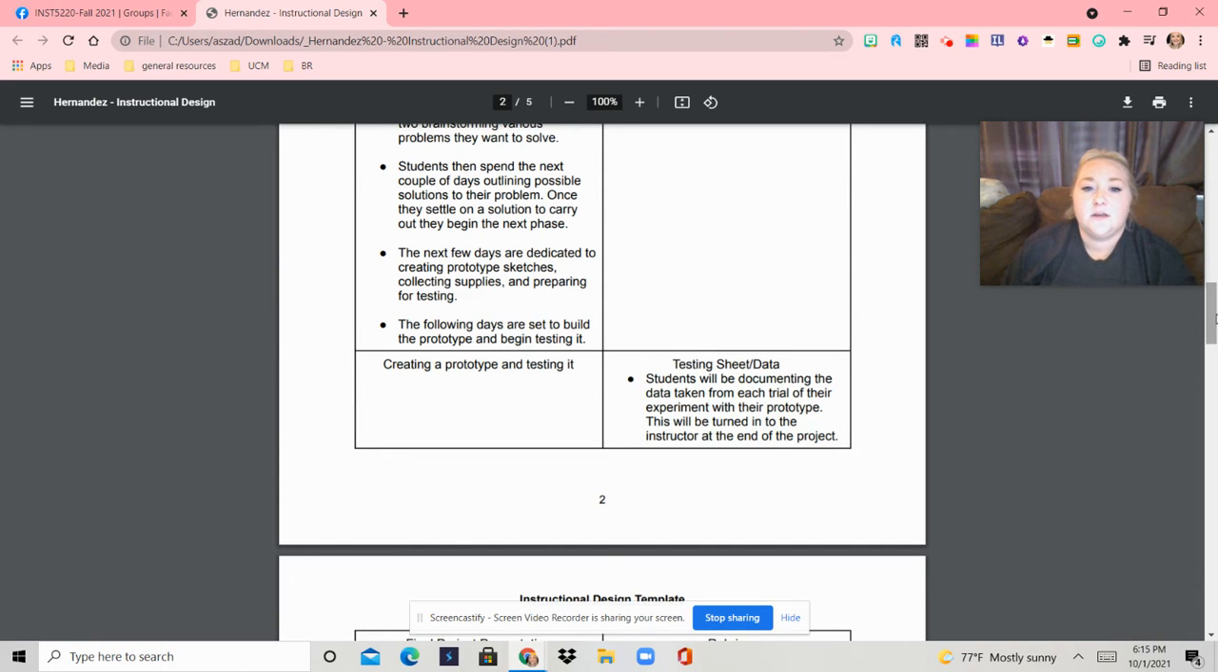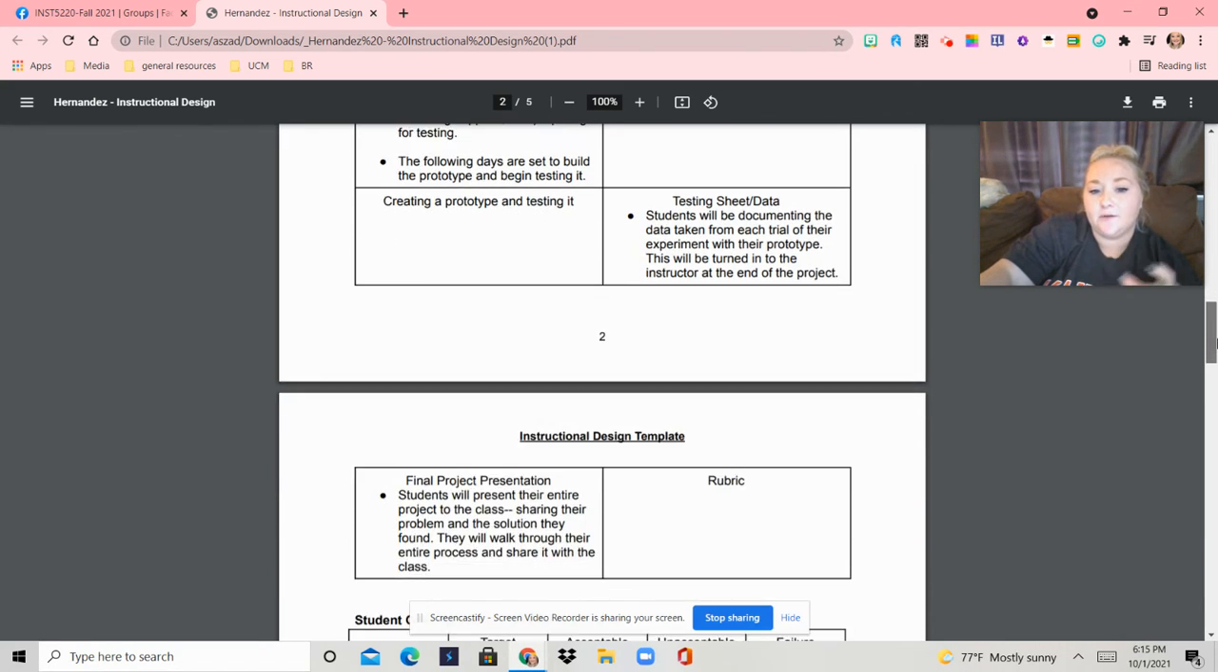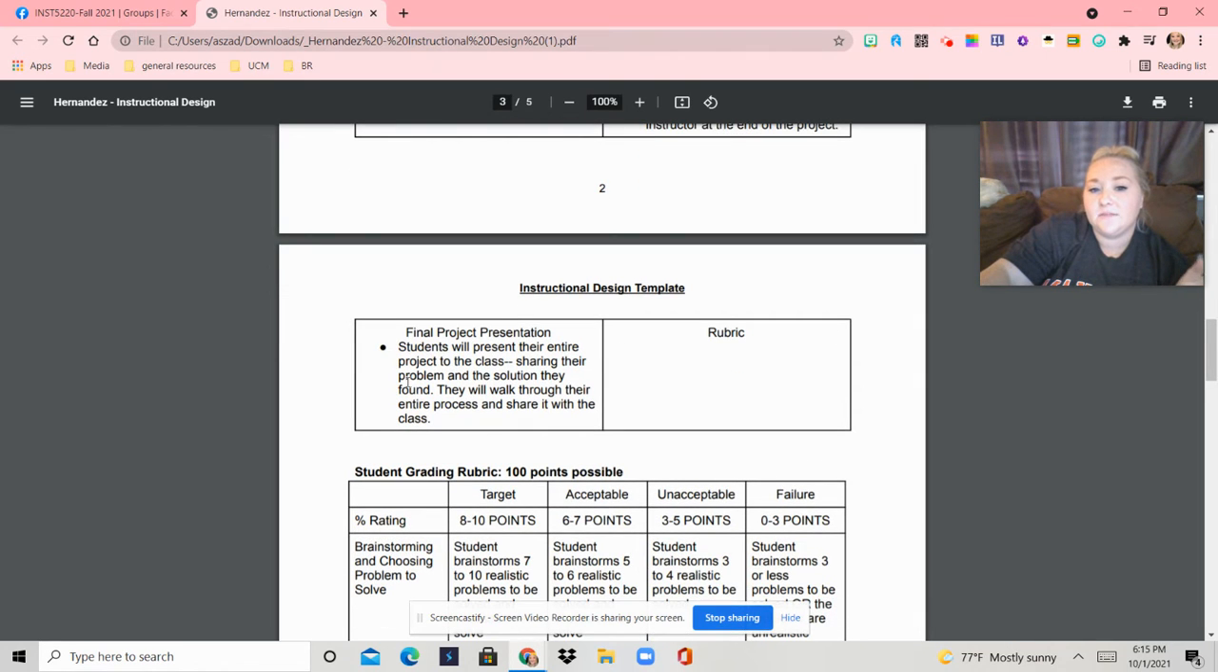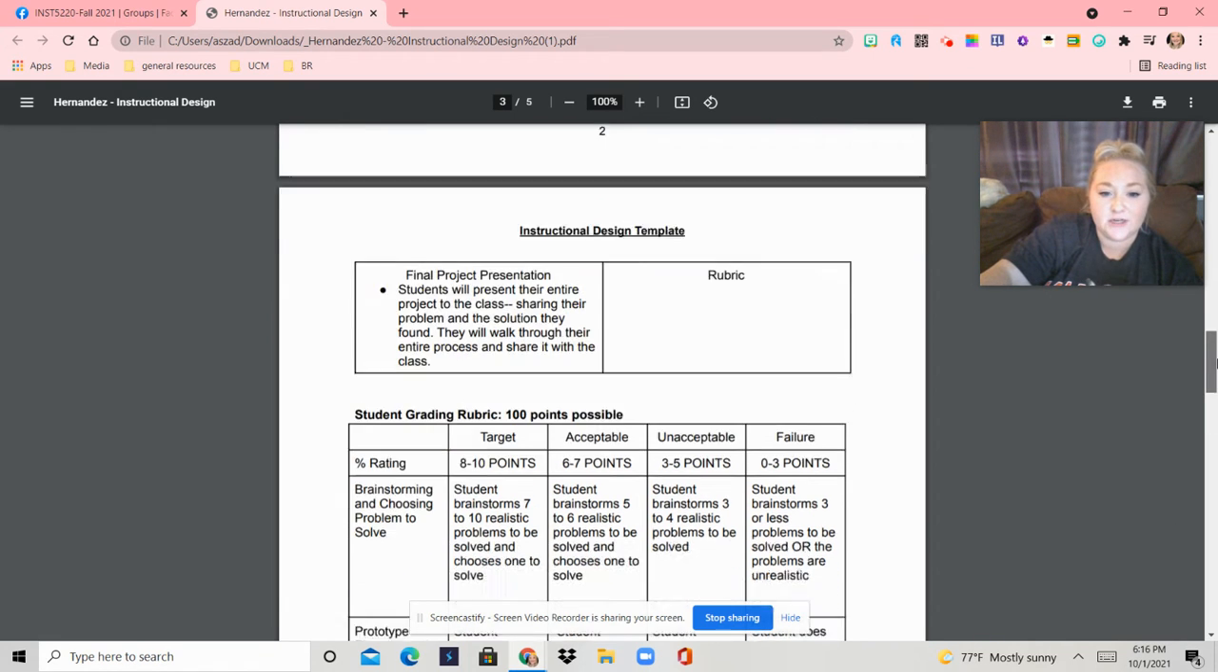So they sketch out their prototypes, start collecting supplies and creating the prototype. And then we begin testing the prototype, making small adjustments to make it better and better. And then comes the final project presentation, where students are sharing their results, sharing the conclusions they made, and showing us how they went through the whole design process. So by the end of this unit, they're seeing multiple examples of how people went through the design process and how it can look slightly different depending on each person's project.